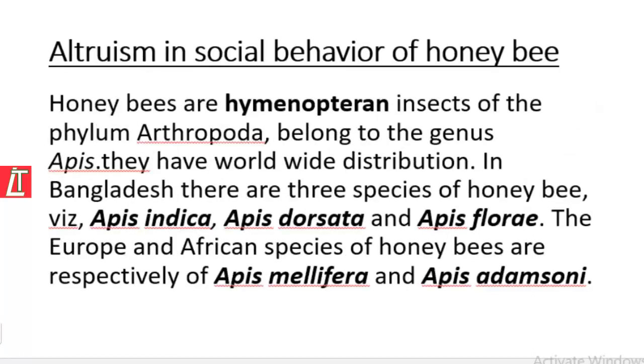Altruism in social behavior of honeybee. Honeybees are hymenopteran insects of the phylum Arthropoda, belonging to the genus Apis. They have worldwide distribution. In Bangladesh, there are 3 species of honeybee, viz. Apis indica, Apis dorsata, and Apis florea. The European and African species of honeybees are respectively Apis mellifera and Apis adansonii.